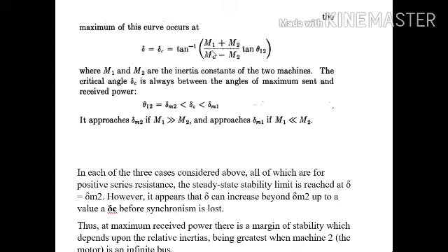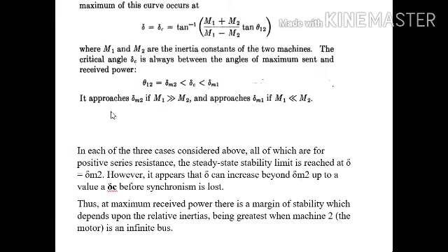And here what are these M1, M2? These are the inertia constants. And what is this theta 12? Can anybody tell me? Yes, true. It is the angle of the transfer impedance, right? Okay. So what we are saying is, it approaches delta M2 if M1 is much greater than M2, and it approaches delta M1 if M1 is much less than M2, right? Okay.